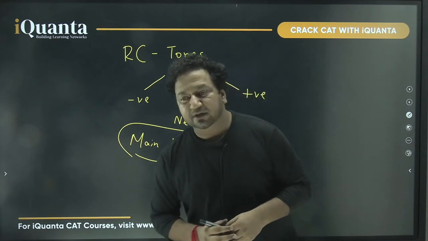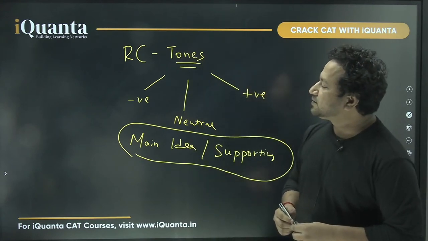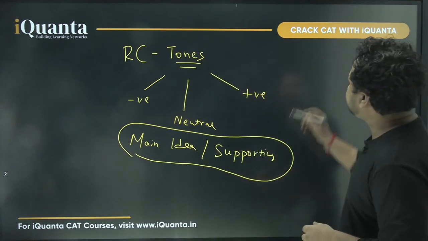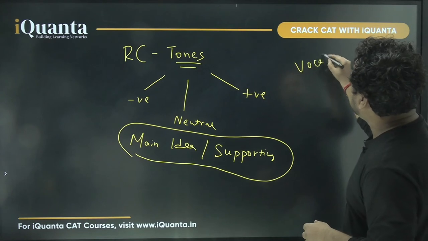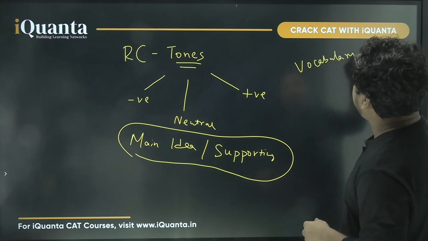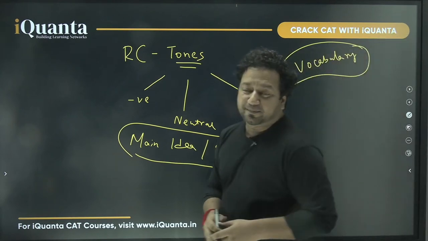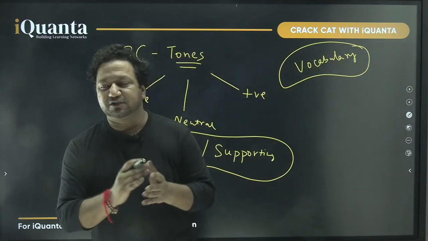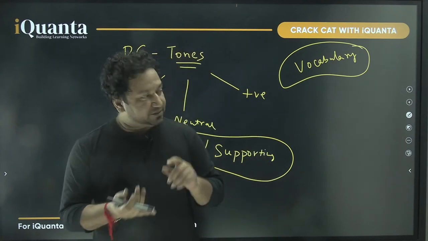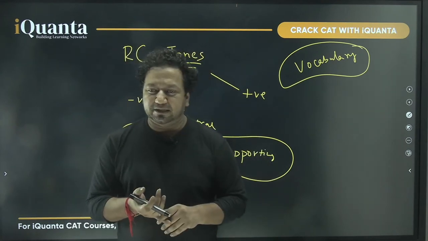At the same time, we have also planned a few classes in which we'll be discussing vocabulary. Now you will say, vocabulary? If you don't have a good vocabulary, would you be able to crack CAT? Of course you can. But in the passages, there'll be four passages with different genres. There can be history, psychology, business, economics.